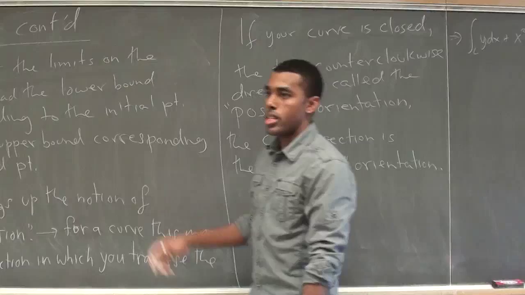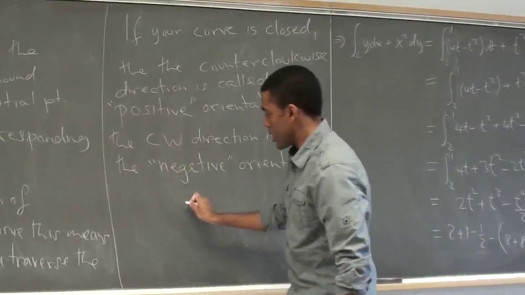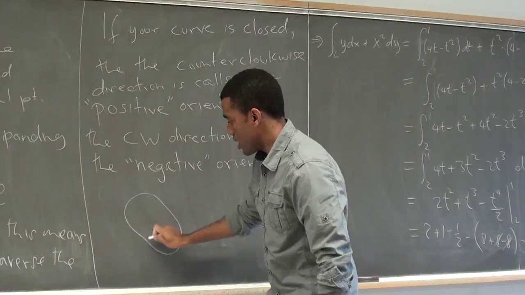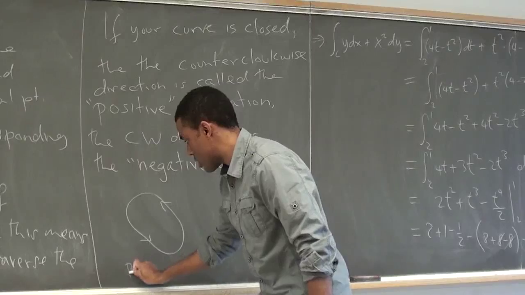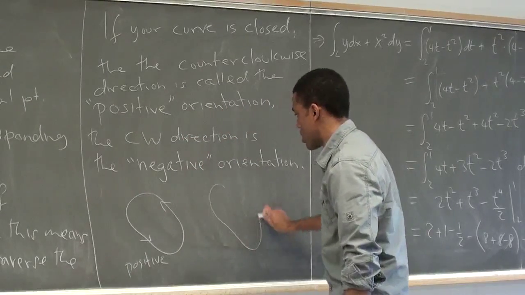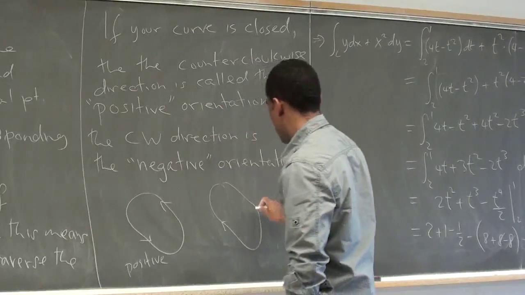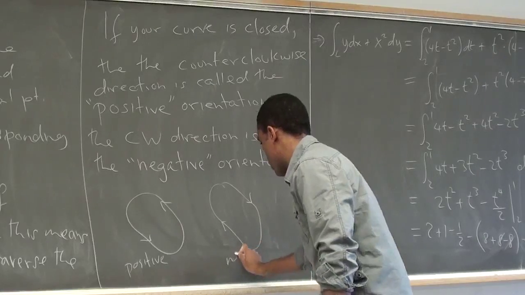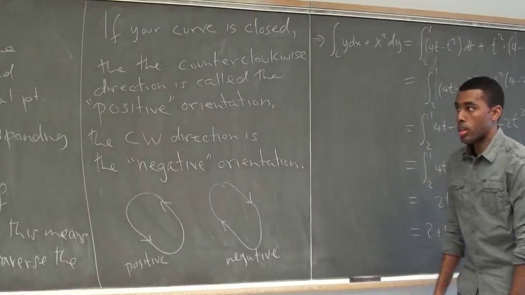This is just a convention. It's just a way for them to convey the information that they want to convey. If you're going around something in a counterclockwise direction, so you have a closed curve, and you're moving around the curve in this way, this is positive orientation. So you have the same curve, but you're going around in the opposite way. This is negative orientation. It's just the way they call it.